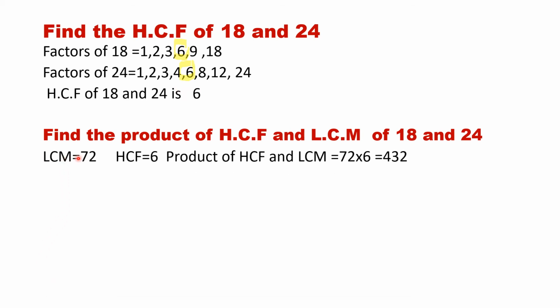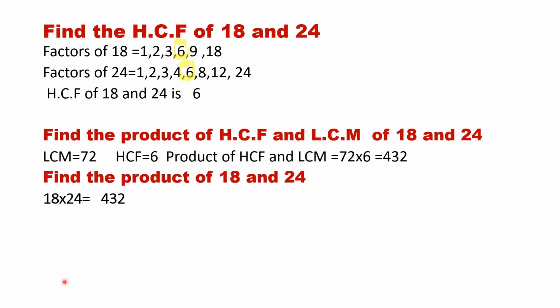So we write here LCM is 72, HCF is 6. What is the product of HCF and LCM? What do you get when we multiply the HCF and LCM? 72 into 6, that is 432. Now what else? Find the product of 18 and 24. First we multiplied the HCF and LCM, now we are multiplying the numbers themselves, 18 and 24. What do you get when we multiply 18 and 24? 432.